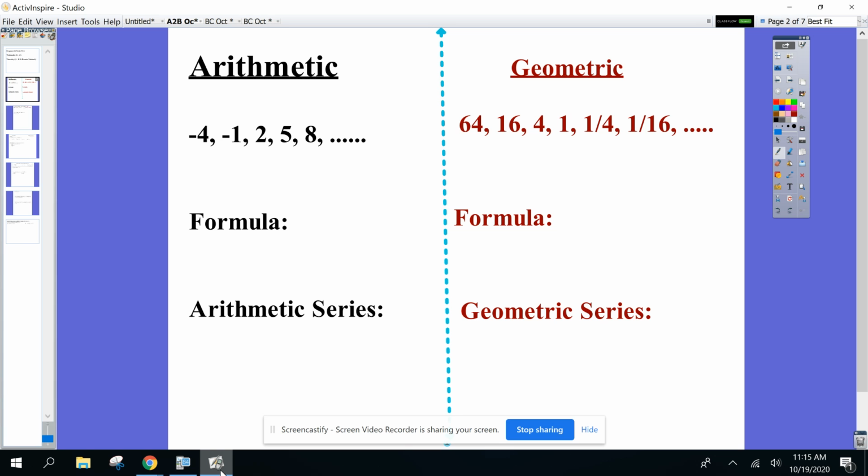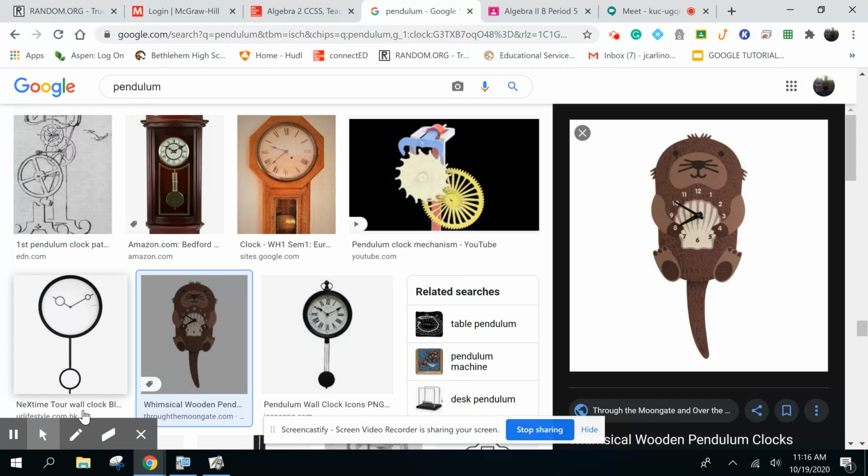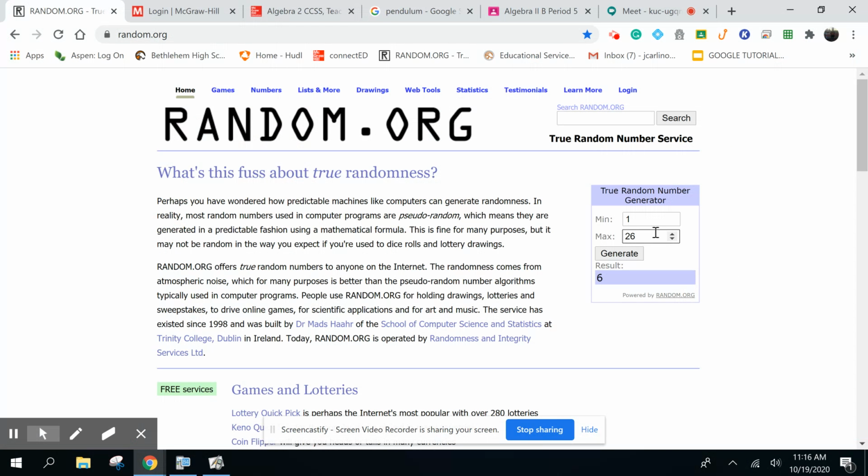Okay, left side. I got -4, -1, 2, 5, and 8. First question, how do I know that's arithmetic? Why did I put that underneath the arithmetic column here? Okay, that's what I want to know first. So here we go. And I'll put that sequence back up for you to see it.